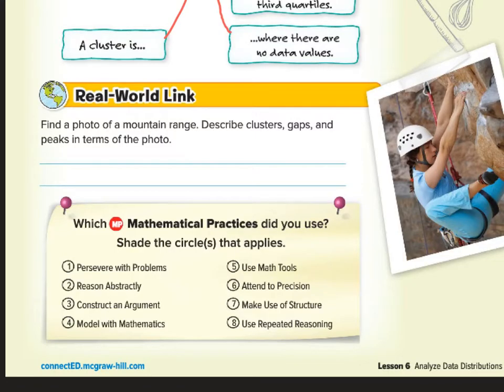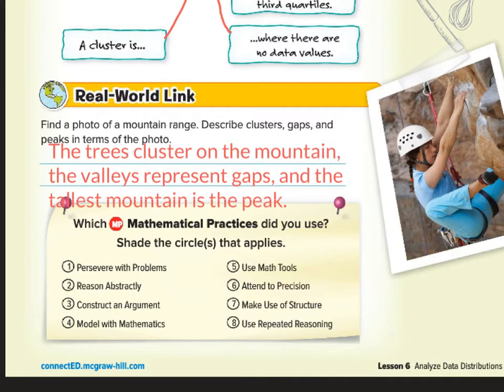And again, how can we associate this vocabulary to a real world link? Well, by answering this question. Let's say you had a photo of a mountain range. Describe clusters, gaps, and peaks in that photo. I would say something along the lines of the trees cluster on the mountain. So we have a group of trees clustering on the mountain. The valleys represent the gaps. We have no data. And the tallest mountain is the peak. The tallest, the one where we have the most mountain, I guess, is the peak.